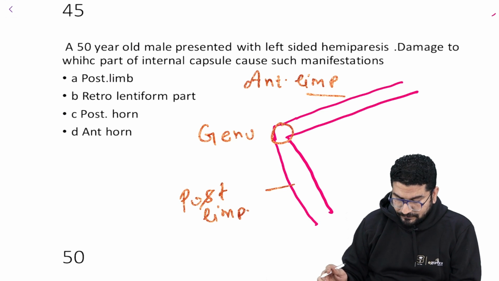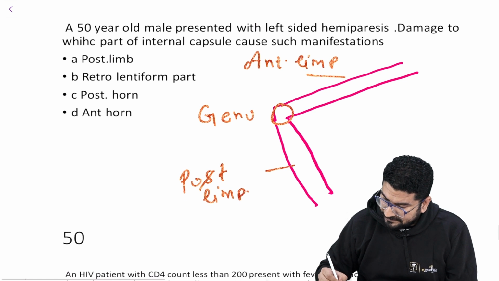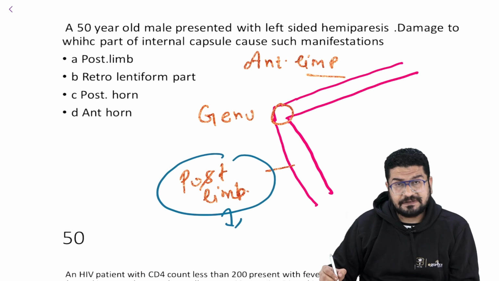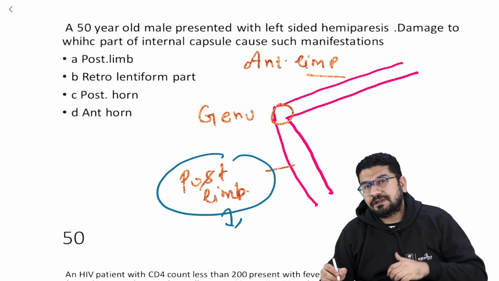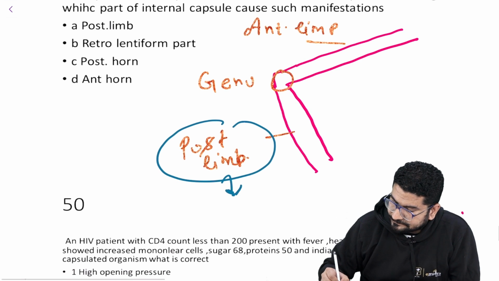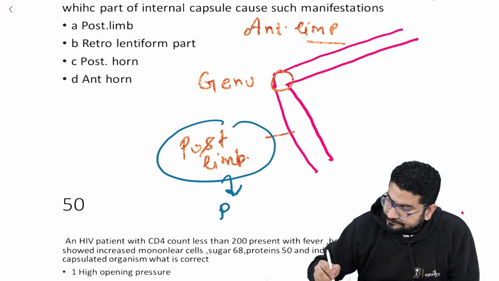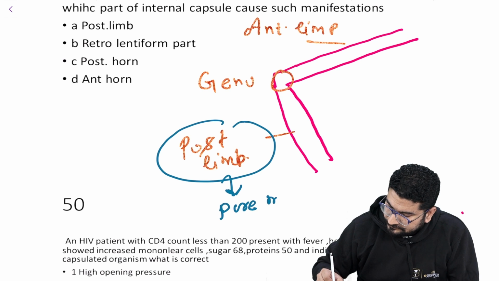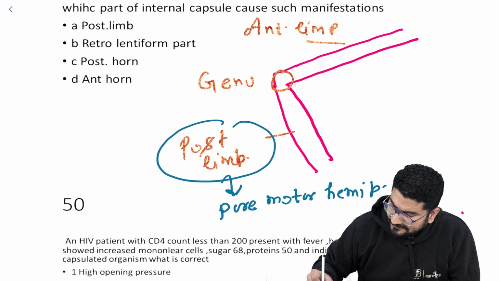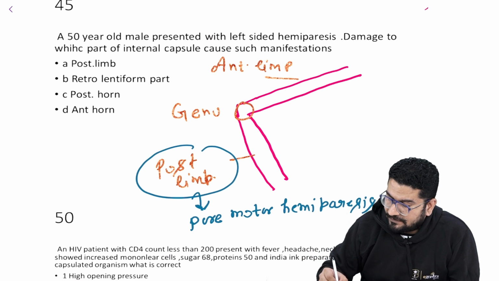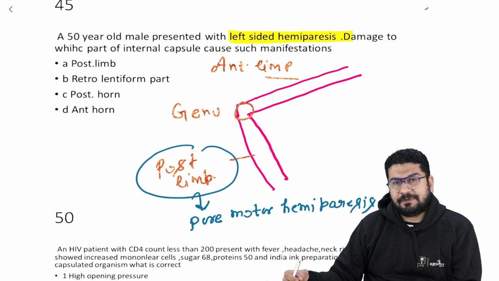Now understand this. If there is damage to the posterior limb, then what we can see? We can see there will be a pure motor type of hemiparesis. Pure motor. Pure motor hemiparesis means one side will have total motor paralysis. That is what is given in the MCQ. You can see the patient is having left-sided hemiparesis, right?